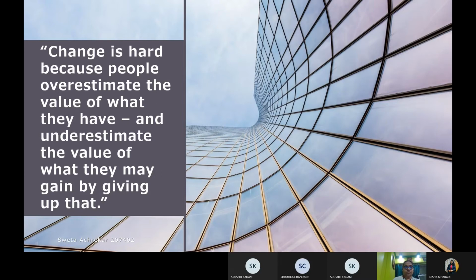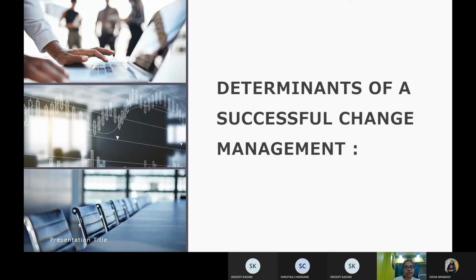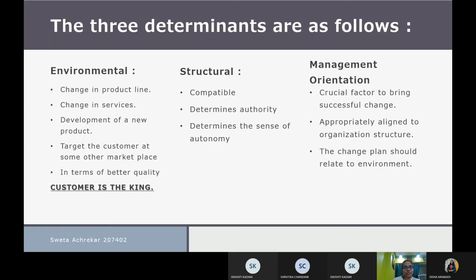Determinants of successful change. There are three change determinants. First one, environmental. Any change in an organization is brought by keeping in mind the customer. Customer is considered as king. The change in environment must be coupled with change in product line, change in services, development of a new product, target the customer at some other marketplace in terms of better quality.